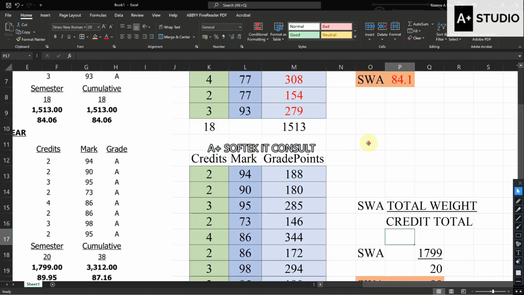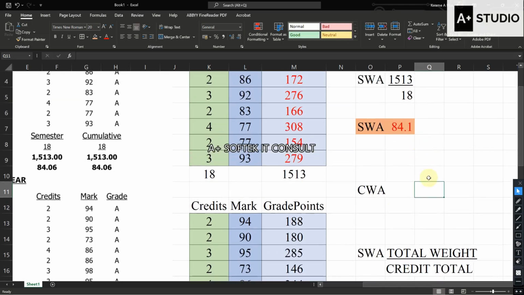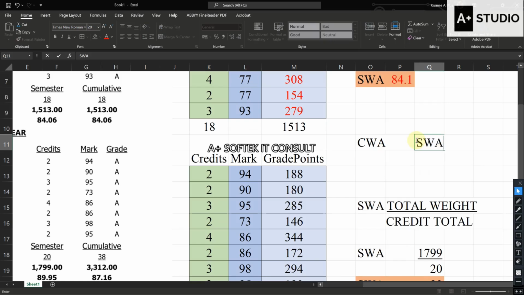Okay, so if we should find for the cumulative CWA itself, originally CWA should be two semesters. So we are going to add what? SWA of semester 1 plus SWA of semester 2, divided by credit hours of semester 1 plus credit hours of semester 2.